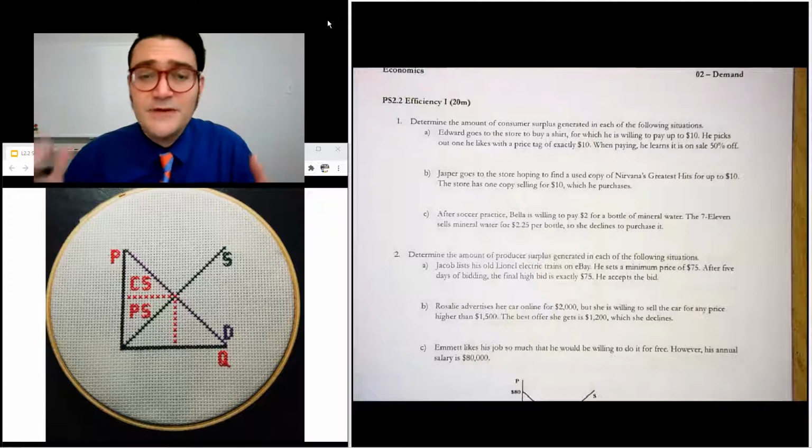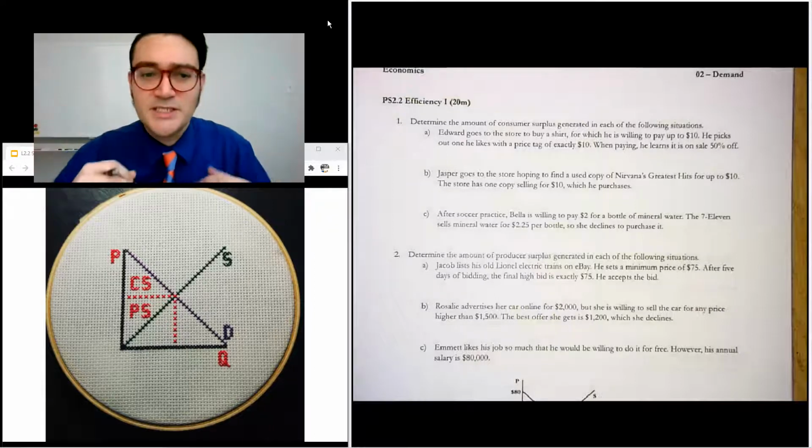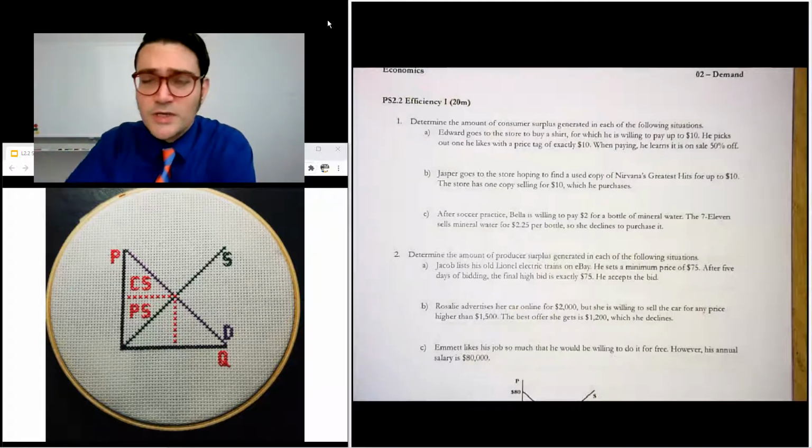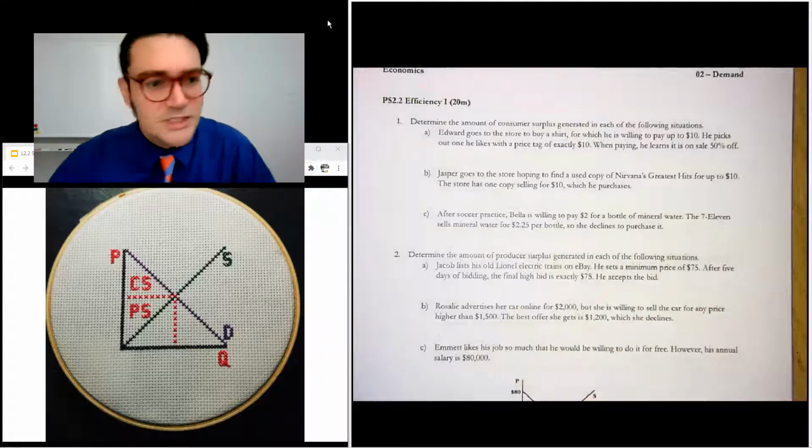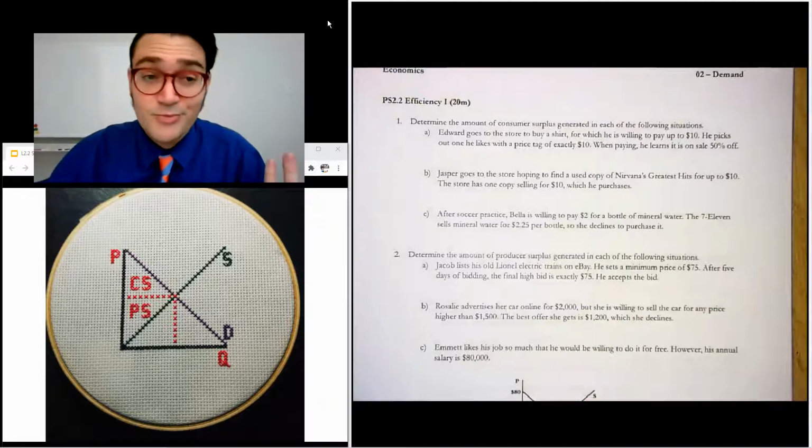And in the last video, I forgot to show you this really awesome cross stitch. I've been trying to do cross stitch, but I am terrible at it. But this one is obviously pretty amazing because it's consumer and producer surplus.